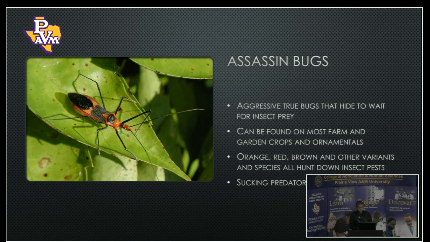And assassin bugs are very aggressive. They usually just hang out on the leaves. They come in several different colors, including orange, brown, and black, and most of them are beneficial insects. There are a few that do attack humans, but most of them are going to eat insects. They're sucking predators, so they'll actually attack and kidnap prey and drain them of the nutrients and kill them that way.